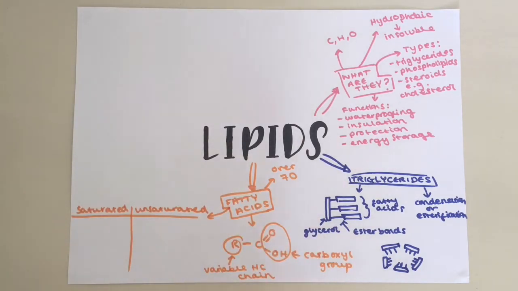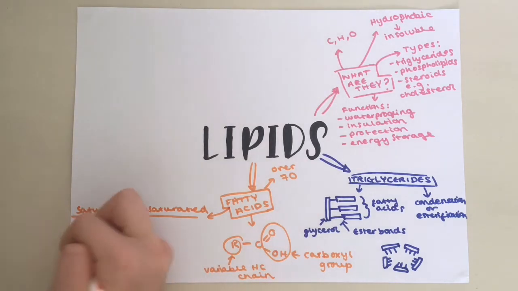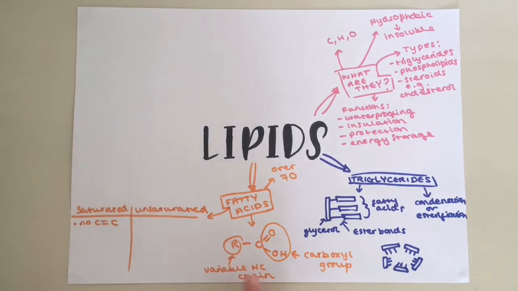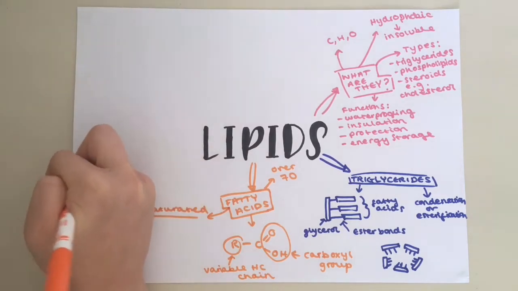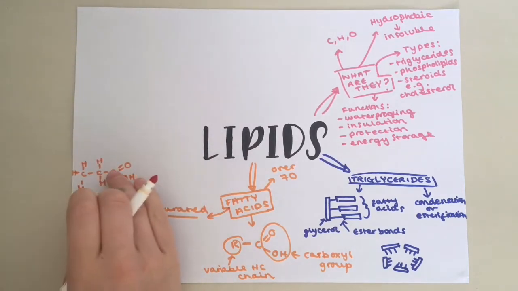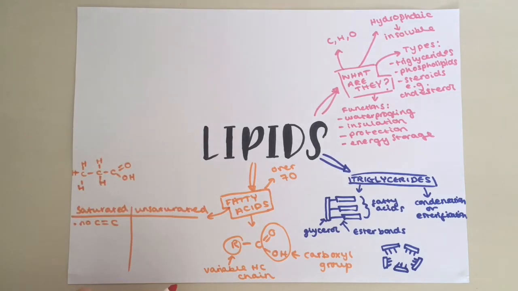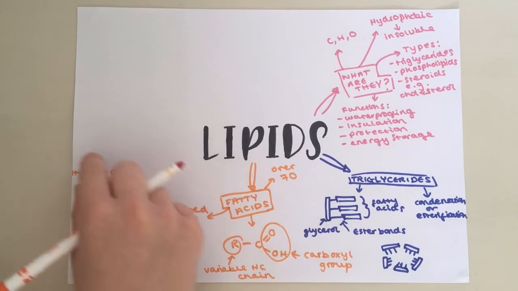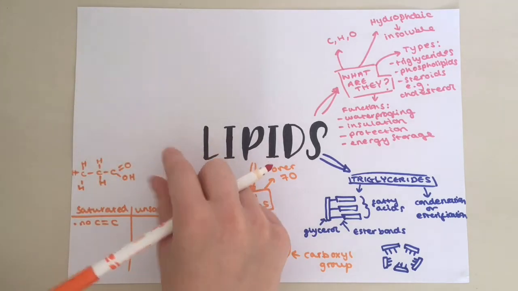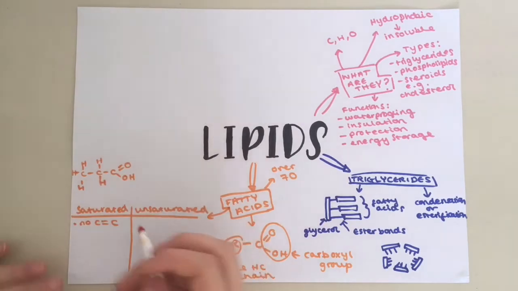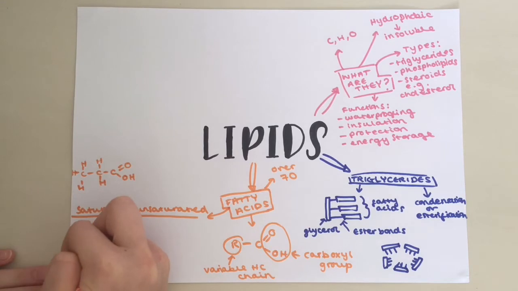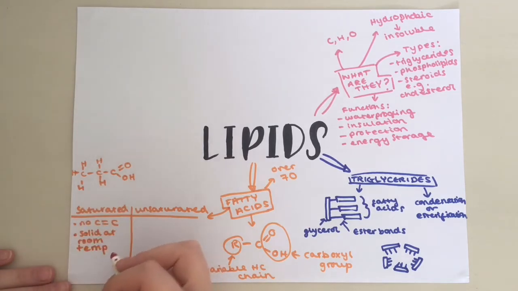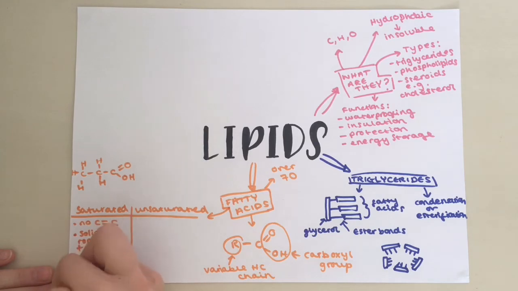So if you have a saturated fatty acid, this basically means that there are no carbon-carbon double bonds between adjacent carbon atoms on the hydrocarbon chain. So an example would be this. As you can see, all the bonds between the carbon atoms are single bonds. And this means that the chain is very straight, so they can pack really tightly together. And this means that saturated fatty acids are solid at room temperature. And you often find these type of fatty acids in animal fats.